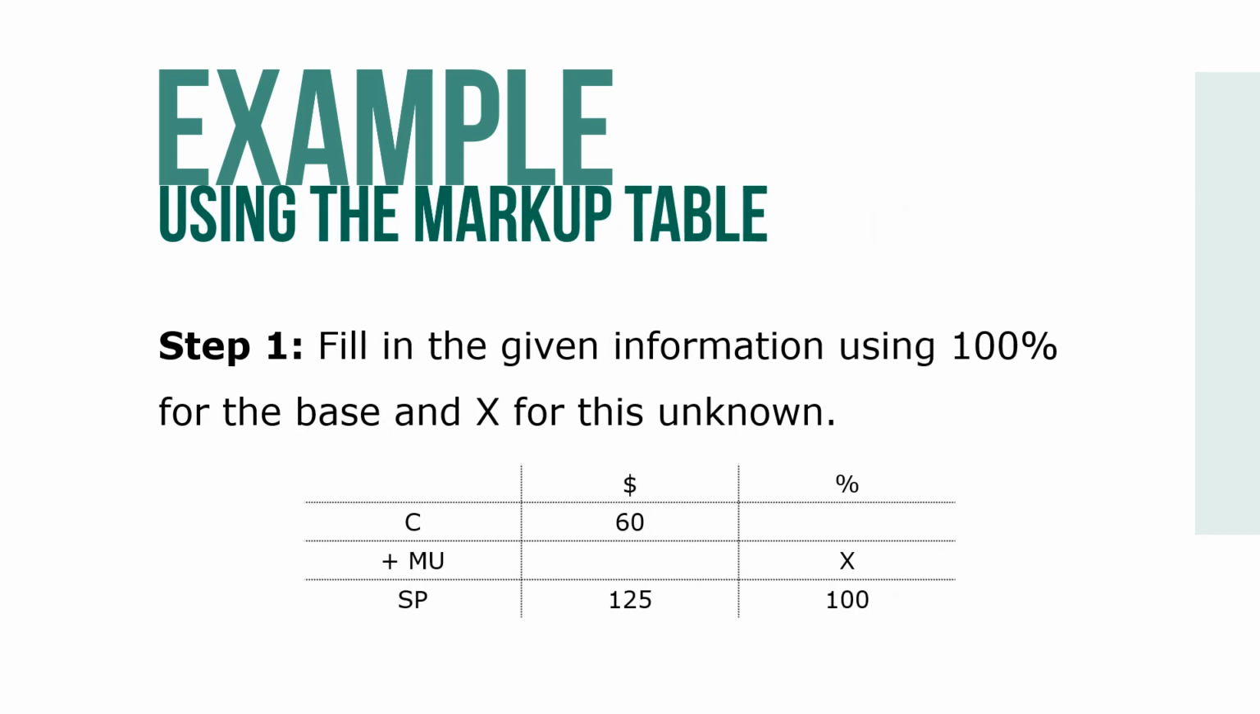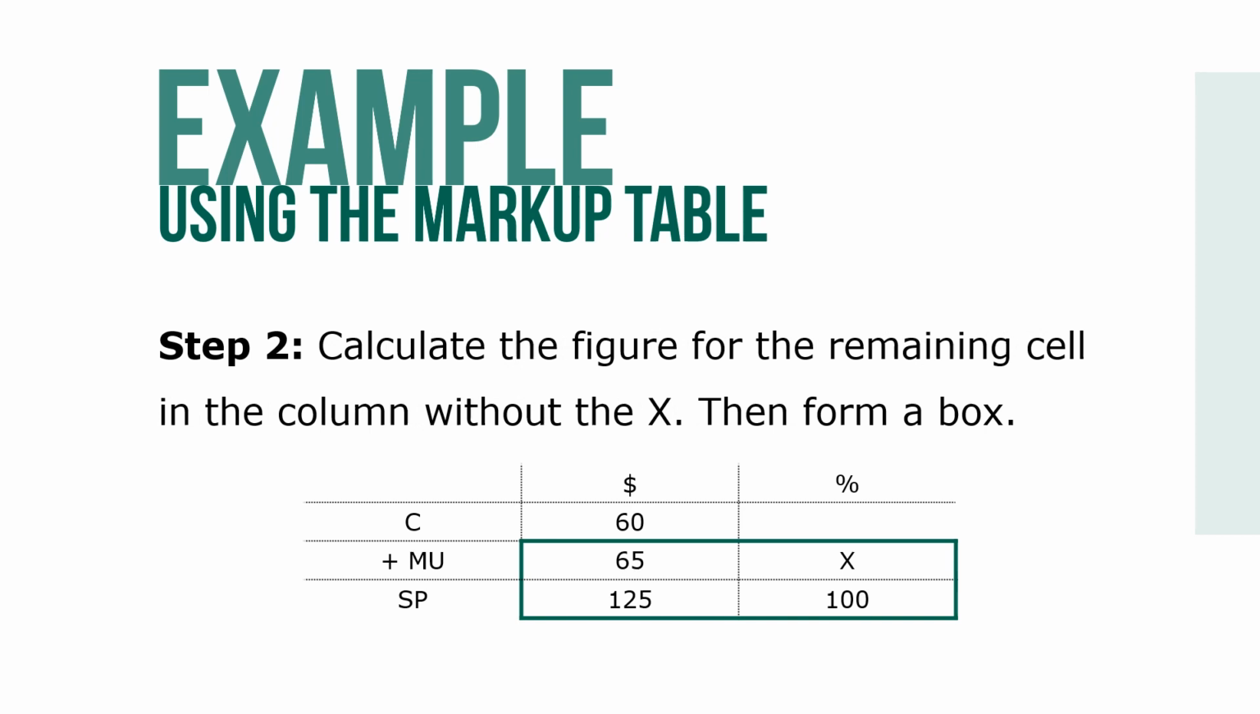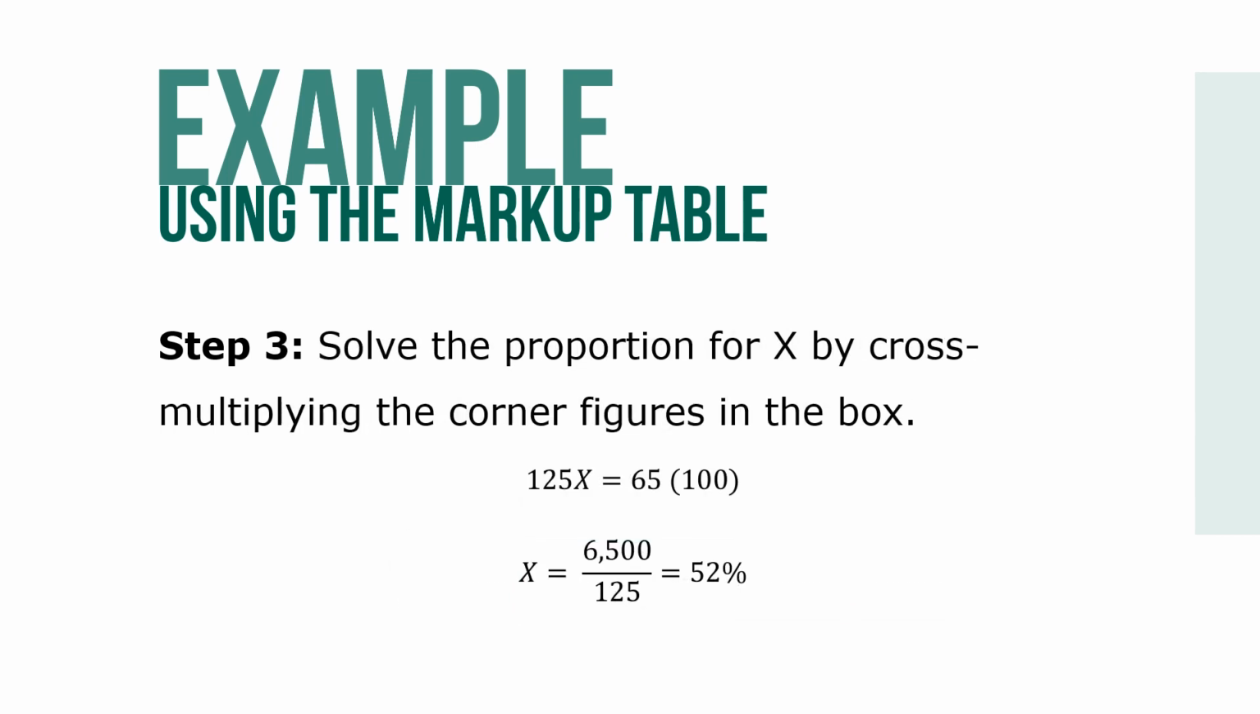We can also use a table to fill in the given information using 100% for the base and X for its unknown. Calculate the figure for the remaining cell in the column without the X, then form a box. Solve for the proportion for x by cross-multiplying the corner figures in the box. In this case, 125x equals 65 times 100. So x equals 6,500 over 125, which equals 52%.